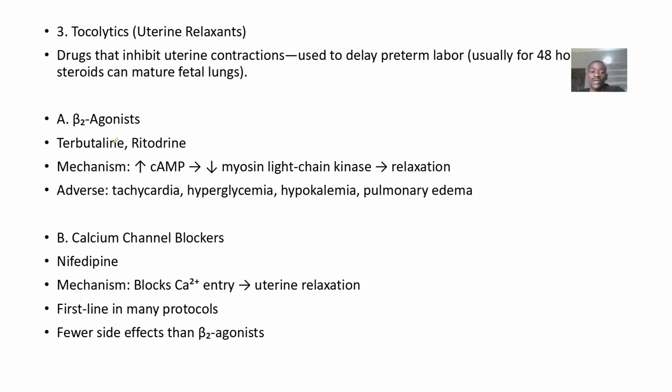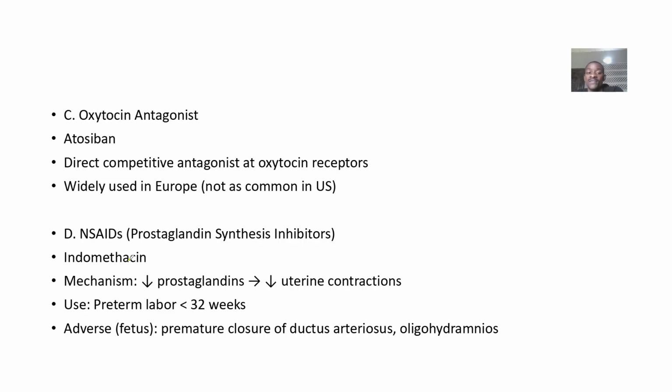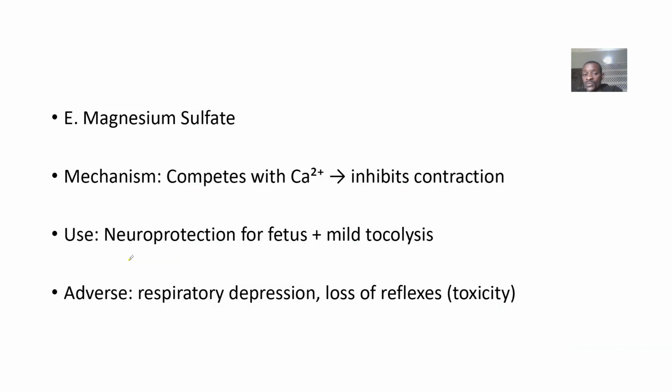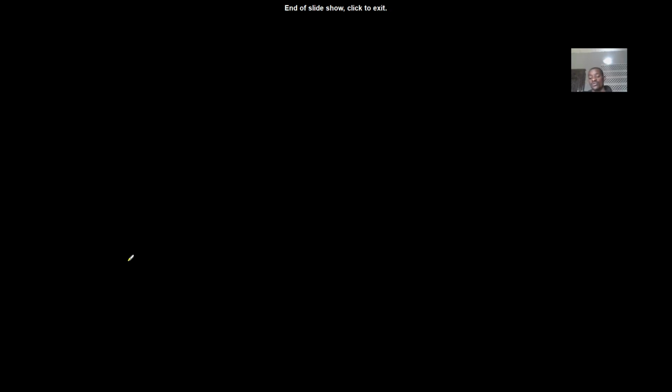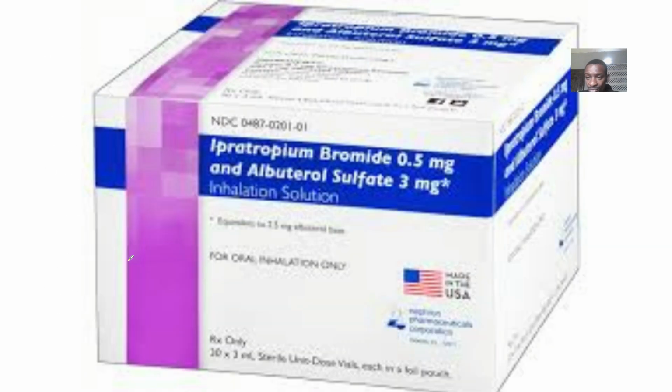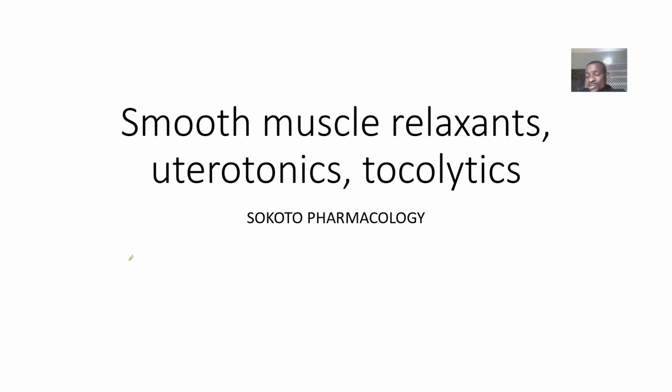So we have drugs like Terbutaline, Ritodrine, and nifedipine. We have atosiban. Then we have non-steroidal anti-inflammatory drugs like indomethacin. Then we have magnesium sulfate. So that's what we have for these three categories of drugs: smooth muscle relaxants, uterotonics, and also the tocolytics.